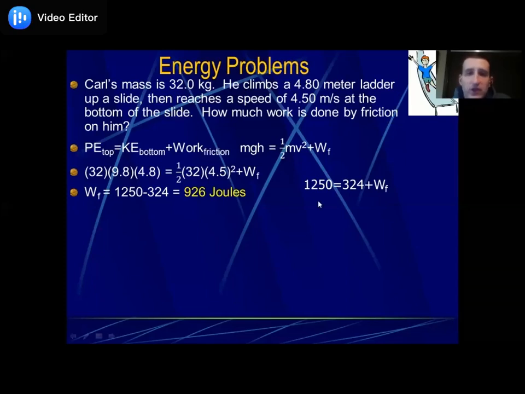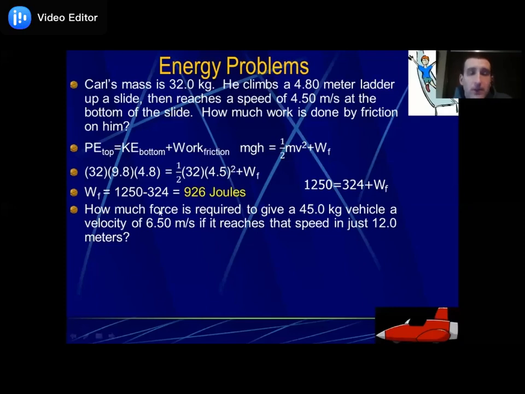Here's a different example, one involving work and not a vertical work example like the ladder. So how much force is required to give a 45 kilogram vehicle a velocity of 6.5 meters per second if it reaches that speed in just 12 meters? So here we go, a rocket car that's gonna get us going really fast.